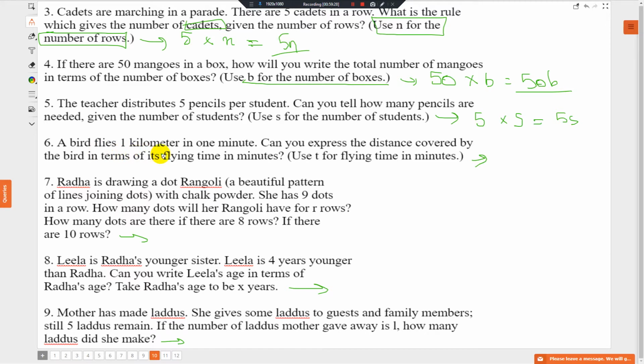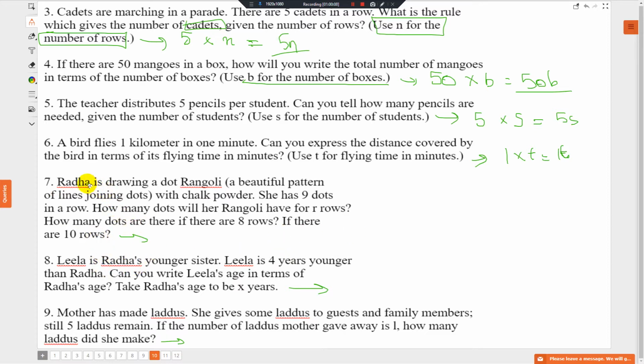Now a bird flies 1 kilometer in 1 minute. Can you express the distance covered by the bird in terms of its flying time in minutes? Use T for flying time in minutes. 1 kilometer in 1 minute, so for flying time T minutes, that is 1 into T. Just multiply for all the given statements with the number of students, minutes, anything. Same for here, but here there's a tricky one.